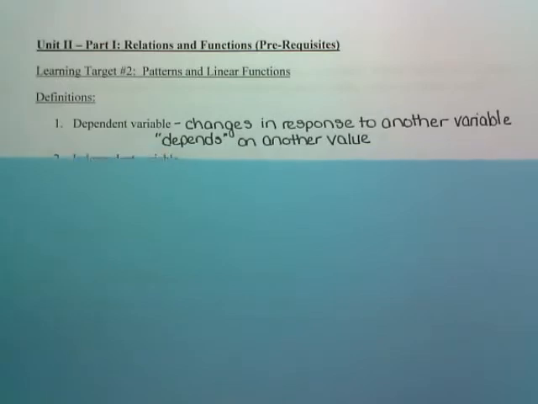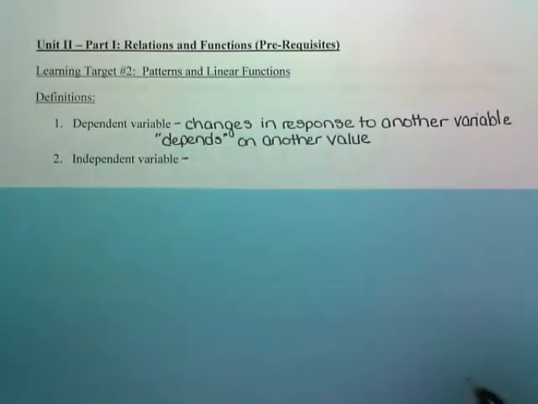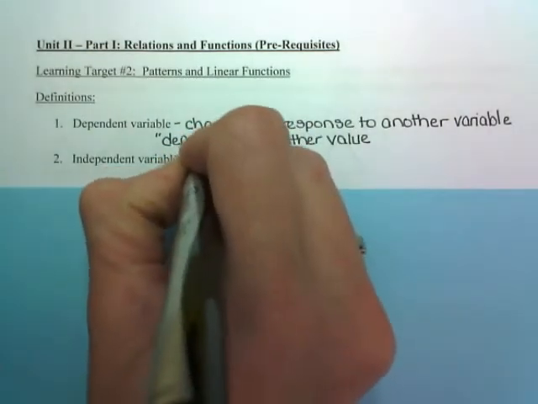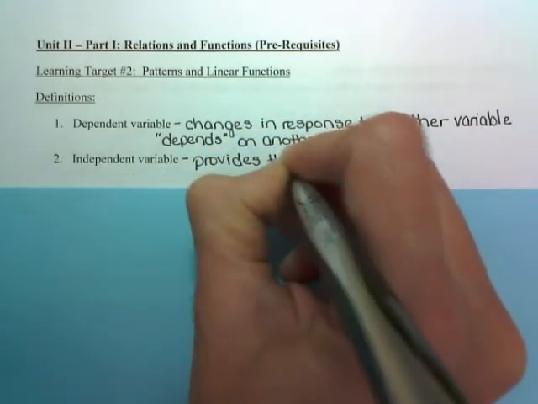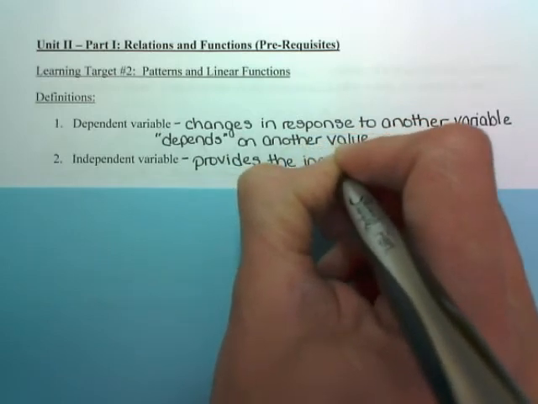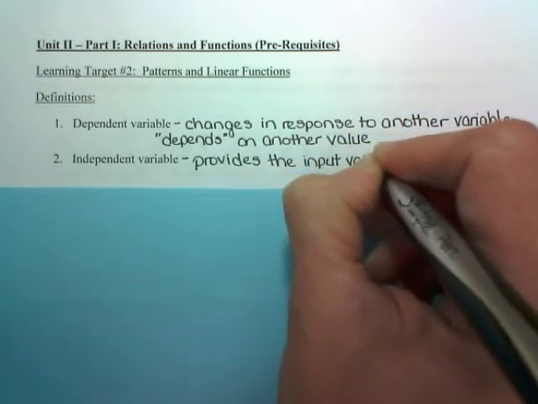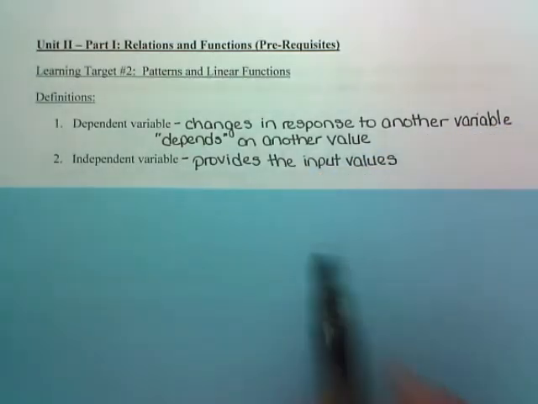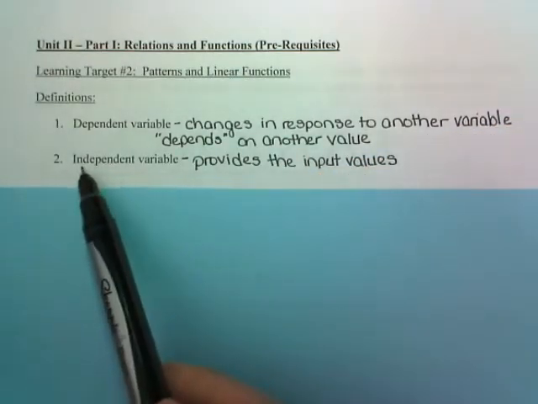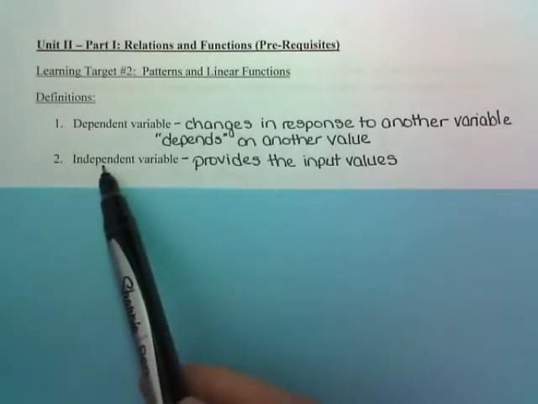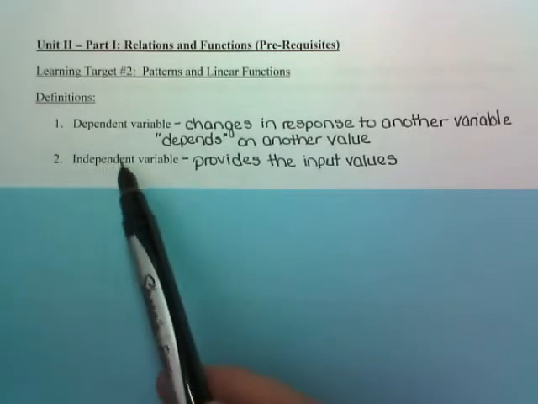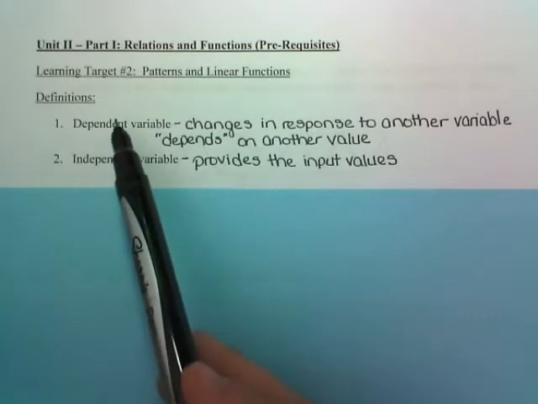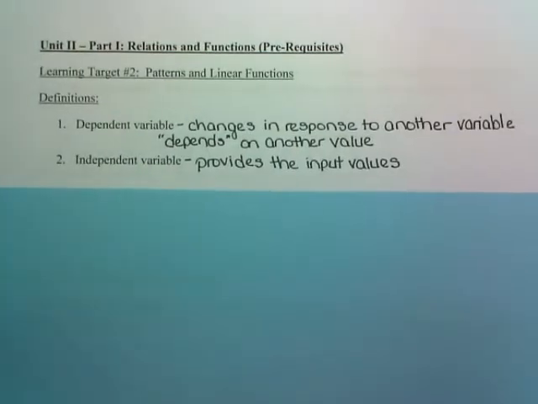So the second definition that we have is independent variable. And you could probably develop your own definition for independent variable. The independent variable, what we're going to write is that it provides the input values. We're going to talk more about input here in just a minute, but it provides the values that you're going to substitute in. It's independent. It can do whatever it wants or be whatever it wants, and there can be restrictions, but for the most part it's independent, and whatever happens with our independent variable, it's going to affect our dependent variable.